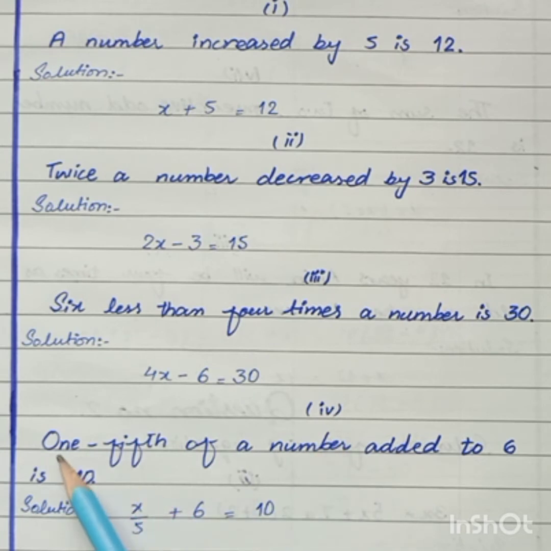Fourth one is 1/5 of a number added to 6 is 10. So again we let the number x, and 1/5 of a number means 1/5 x, so 1/5 x means x/5. x/5 added to 6, so plus 6, is 10. So x/5 + 6 = 10.